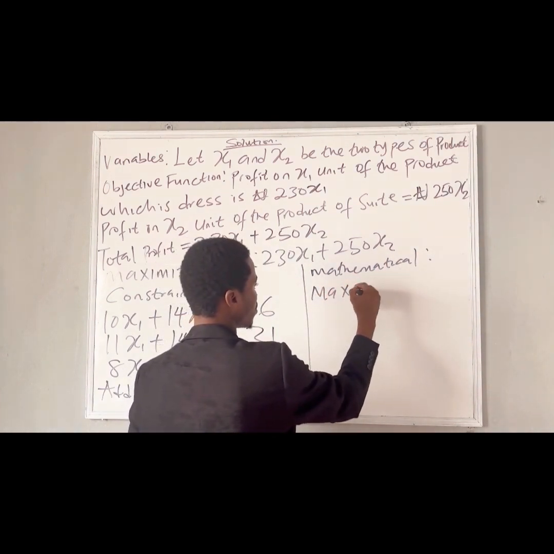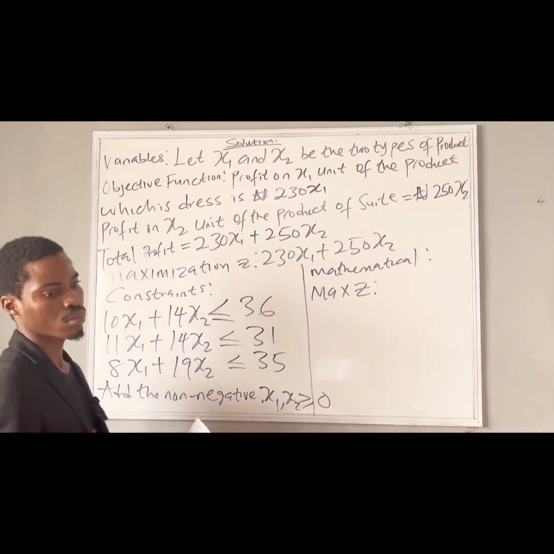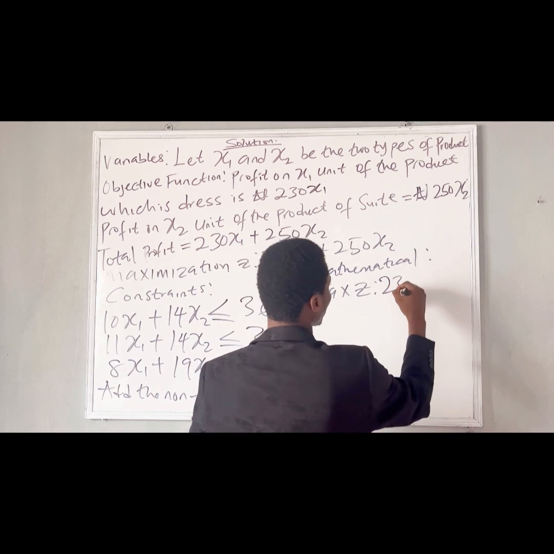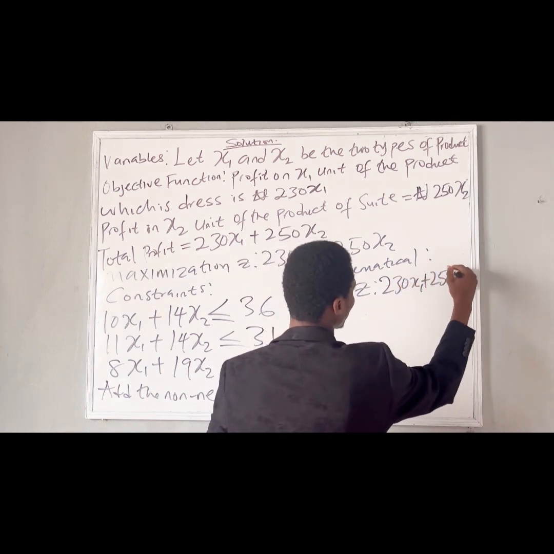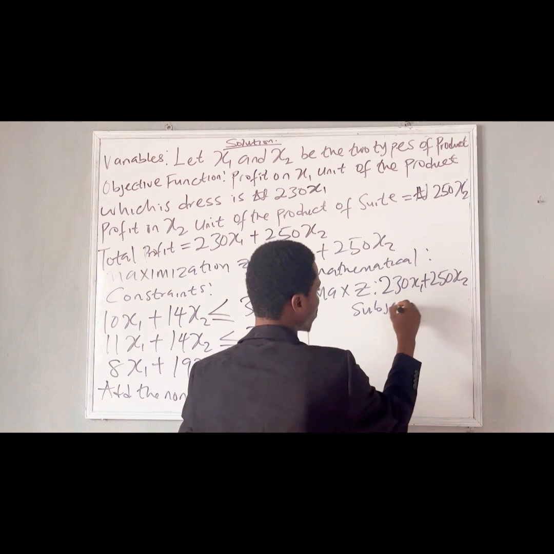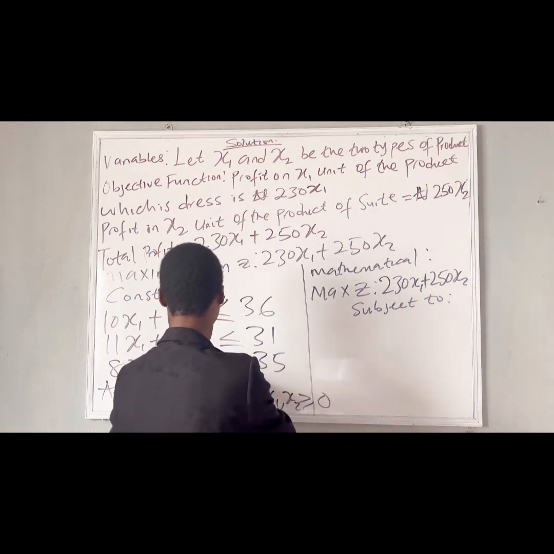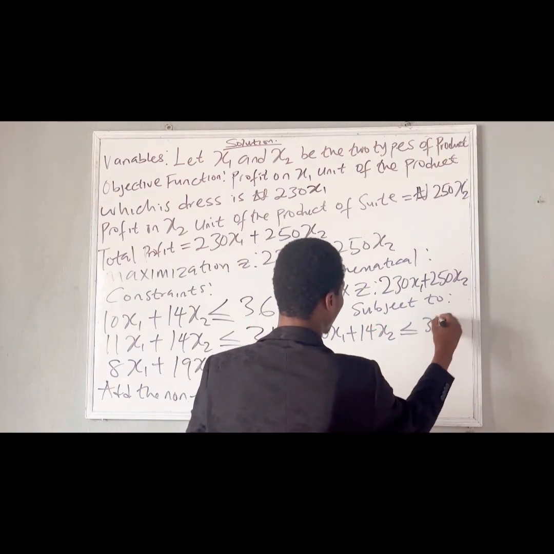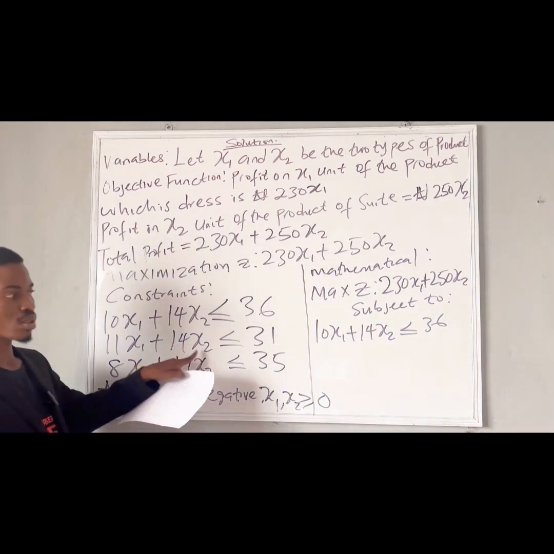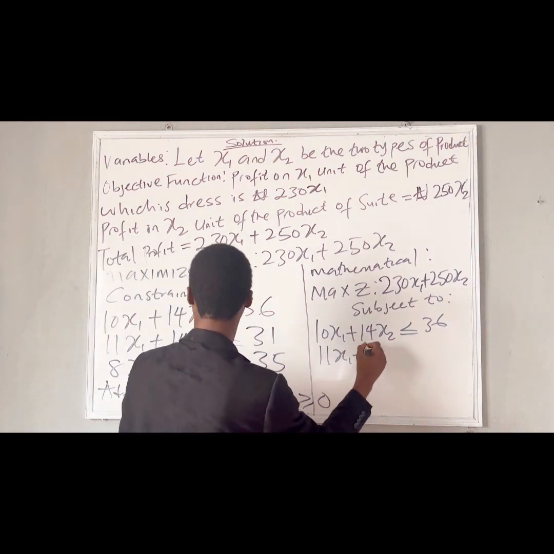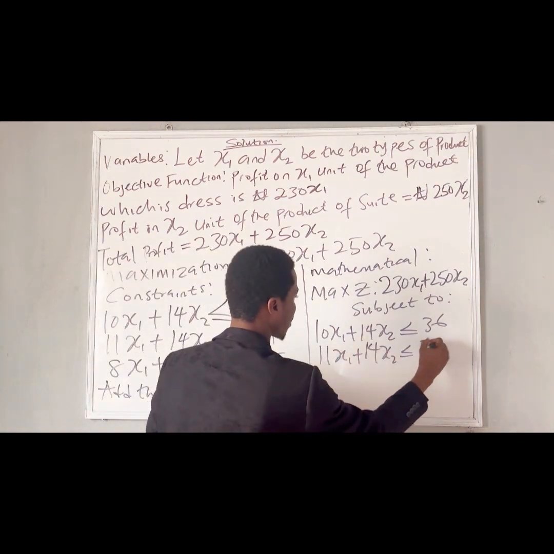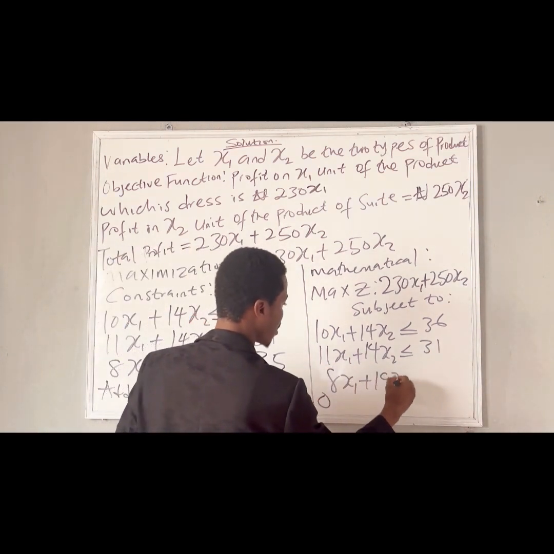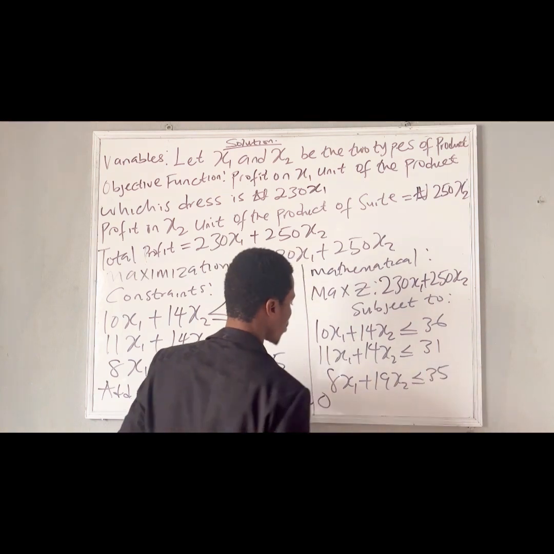Mathematically we now have maximization of z, which is 230x1 plus 250x2, subject to the constraints: 10x1 plus 14x2 is less than or equal to 36, 11x1 plus 14x2 is less than or equal to 31, then 8x1 plus 19x2 is less than or equal to 35.